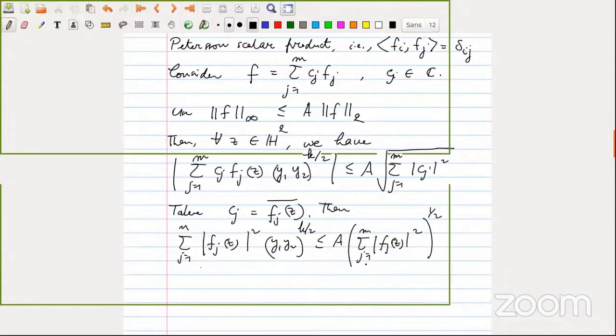If I divide out by the sum on the right hand side, and then take the square and do everything, from here we get the sum j equals 1 to m of |f_j(z)| squared times (y1 y2)^k is less than a squared. This is an inequality which we have to check. I'm skipping a little bit here, I'm not showing everything.